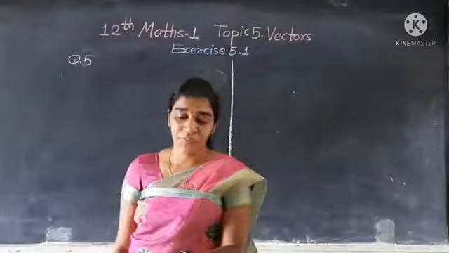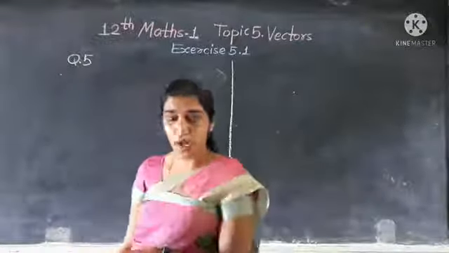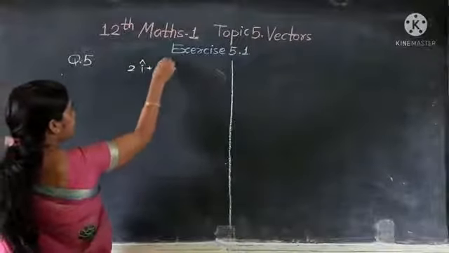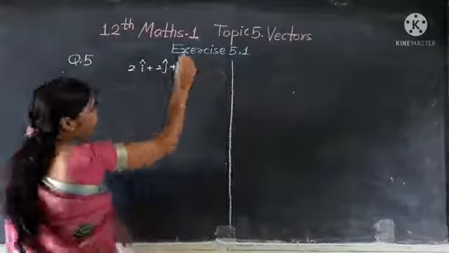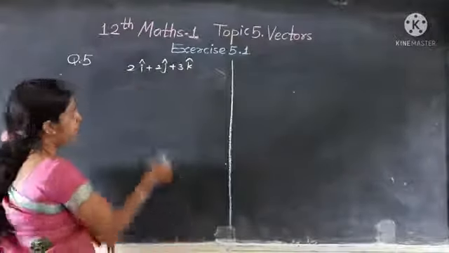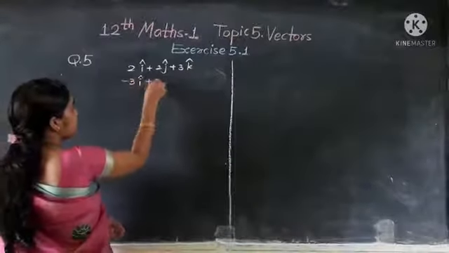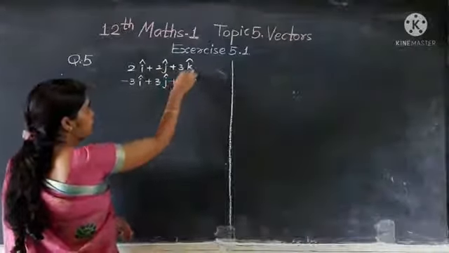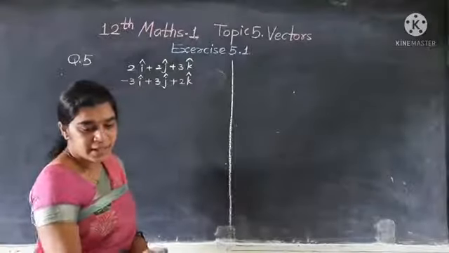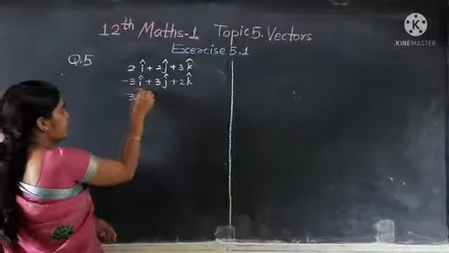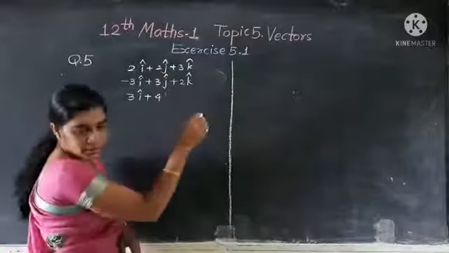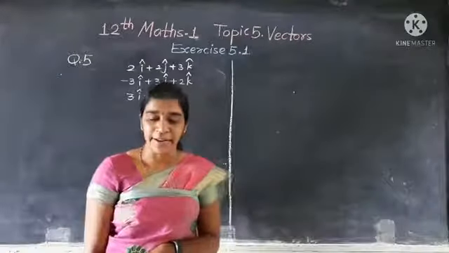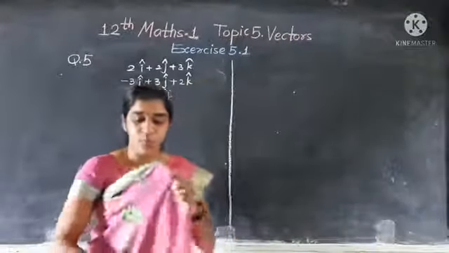See next, fifth question. Check whether the vectors 2i cap plus 2j cap plus 3k cap, minus 3i cap plus 3j cap plus 2k cap, and lastly 3i cap plus 4k cap, these three vectors form a triangle or not. We have to prove this.